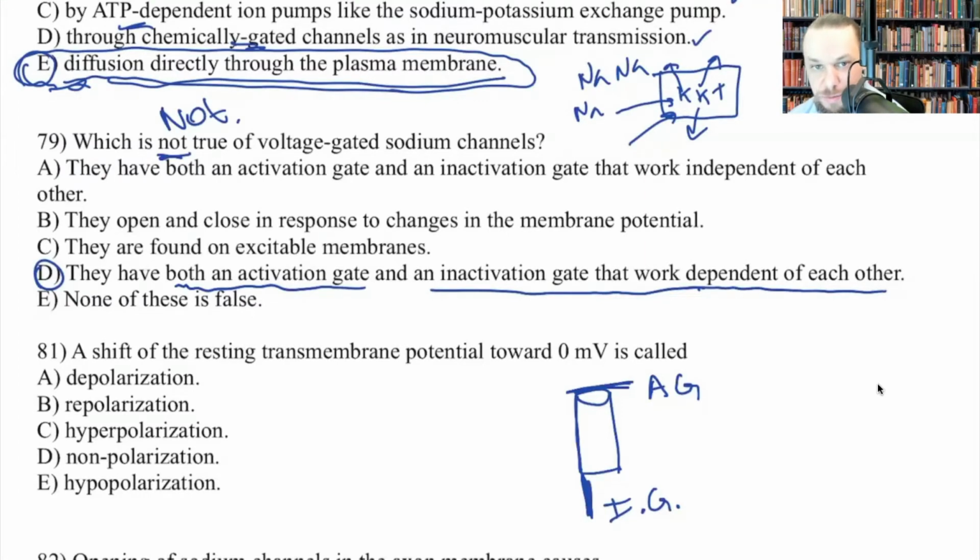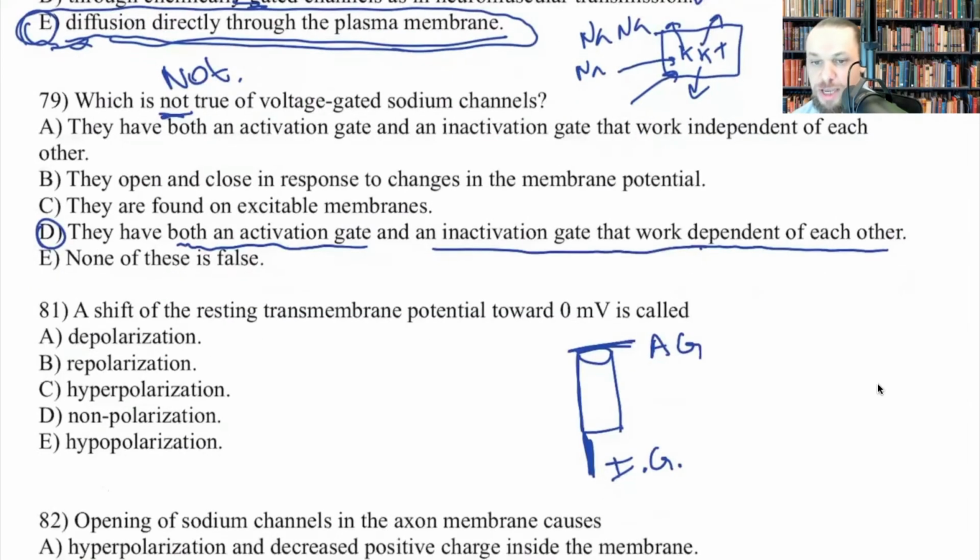No, that's not correct. In 79, the activation gate and inactivation gate don't work dependent of each other, because we have states where a certain state can cause closure of one and opening of the other. So they're not really dependent. For example, in a state of hyperkalemia, I can close this inactivation gate, so hyperkalemia closes my inactivation gate but doesn't affect my activation gate. So they're not dependent on each other.